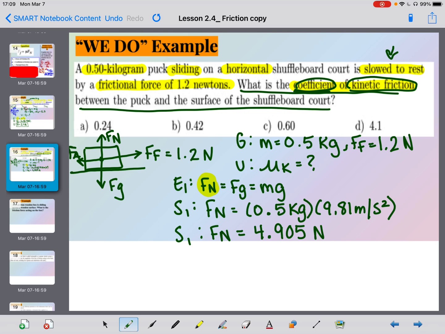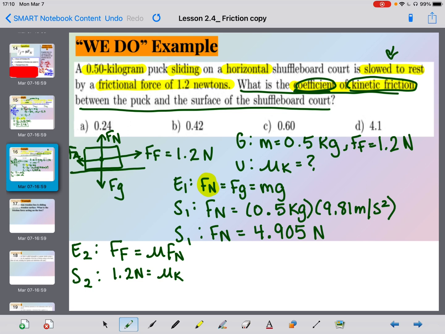All right, so now that you have a normal force, now you're going to have to do the second equation. The second equation would be the frictional force equals the coefficient of friction times the normal force. So we're going to do our second substitution. Now we have 1.2 newtons equals mu k. I'm going to denote it with the k as a subscript at the bottom, simply because that's what they're looking for. It's okay if in the formula section you don't put any subscript there, that's fine.